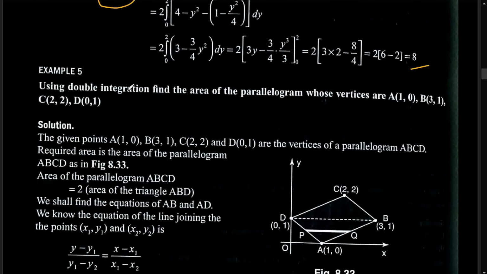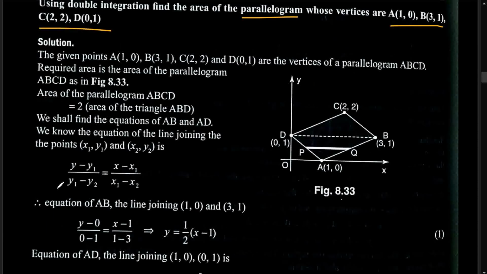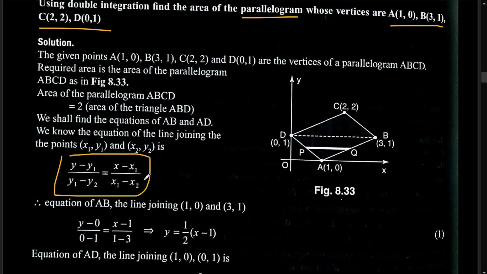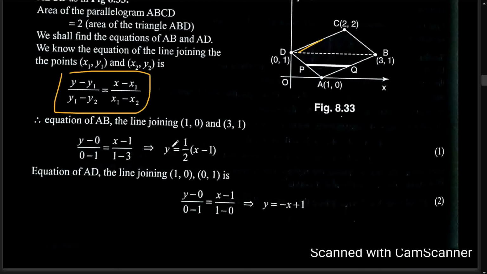And another question, using a double integration, find the area of a parallelogram whose vertices are given. Here no equations are given. We have to find the equations. So how can we do it? We have the formula, which is y minus y1 by y1 minus y2 is equal to x minus x1 by x1 minus x2. This is the formula to find the equation of a line through 2 points. So just by graphing the points and joining them, we get the parallelogram. Now we have to find the equation of CD, AD, AB, everything using this formula.